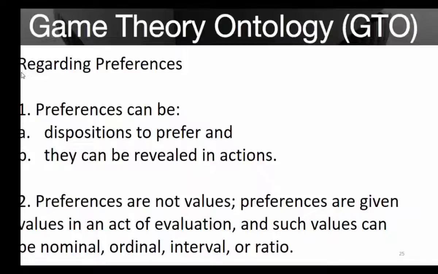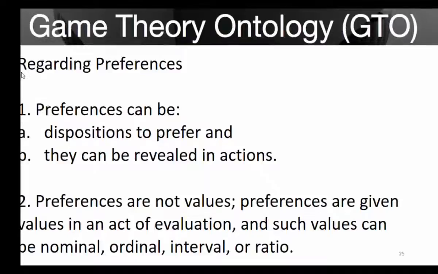Now, preferences are also extremely important. I removed a bunch of slides here for time, but preferences can be dispositions to prefer. They can also be revealed in actions. So we want to distinguish between these two ways of talking about preferences. And preferences are not values. I can have a preference to go and eat at Rose's Pizza that I can think of as first, second, third, or that I can think of as 99% on a 100% scale. They would never get that high. Or that I can think of as best or worst. So I can measure them in different ways.